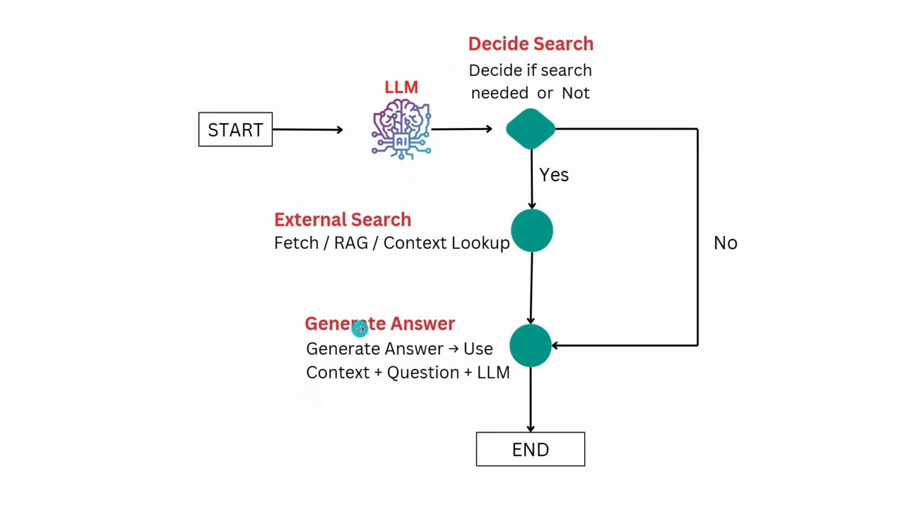Now, edges are connections between steps in LangGraph. They decide where to go next after one step finishes, like arrows showing the path to follow. So whatever arrows we are seeing here, all are edges. The starting node of the graph is called the entry point, and where the execution stops is called the exit point.